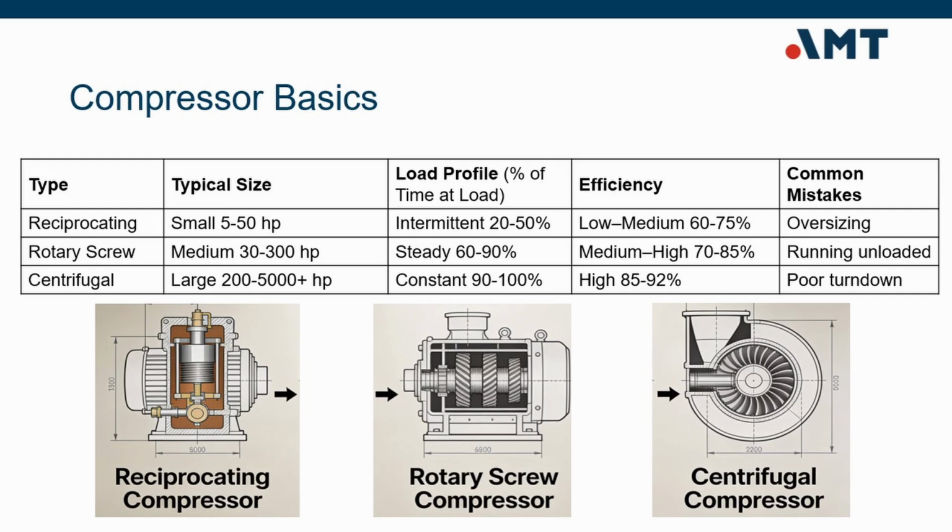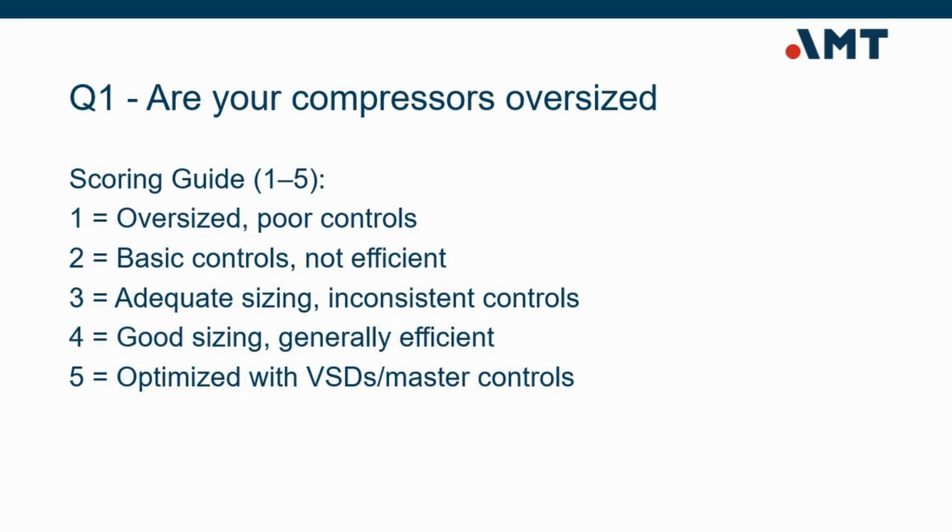With that system view in mind, let's start scoring our own, beginning with how well your compressors are sized. Are your compressors oversized? Use the 1 to 5 scoring guide shown on the slide. Oversizing is one of the most common problems in compressed air systems. Facilities often oversize because they want capacity for growth or because they want to be safe. But oversized compressors can cause excessive unloading, unstable pressure, higher energy use, and more wear and tear.